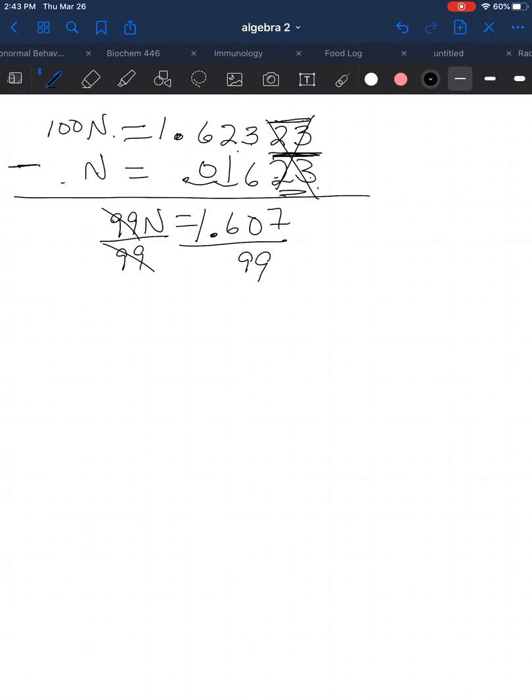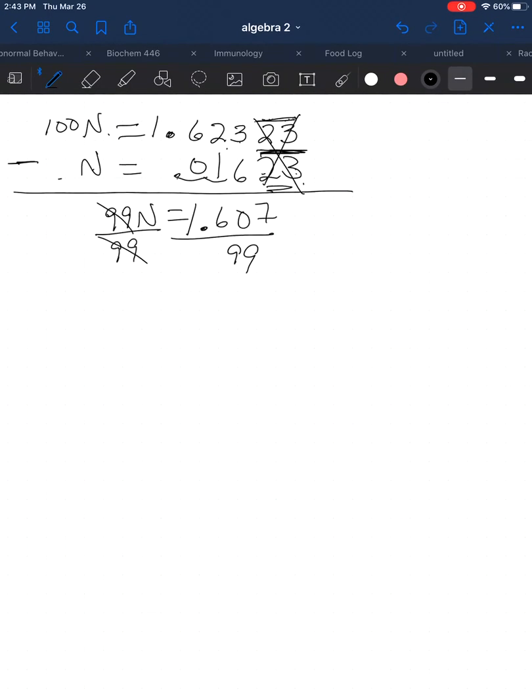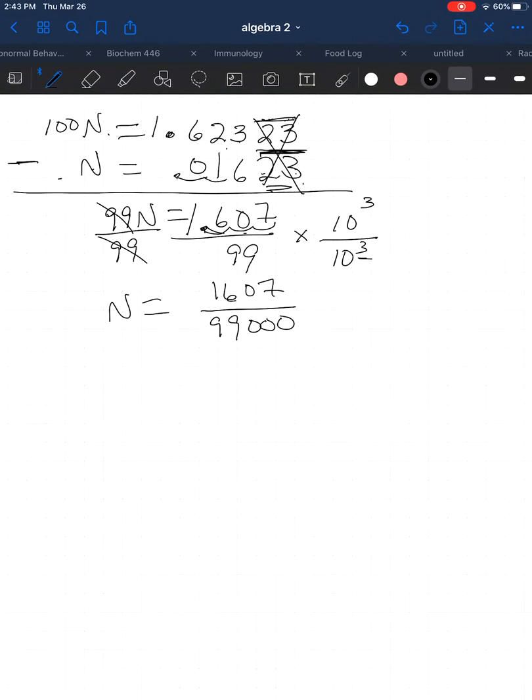Okay, now it says the ratio of two integers. The way we have it written right now, this is not an integer. So we have to get the decimal to the end of that number, which means we need to move it over 3 places. So we're going to multiply by 10 to the third, but we also have to divide by 10 to the third. So the actual number is going to be, move this over, the 1607. And down here, this will be 99 with 3 zeros. And there you have it.